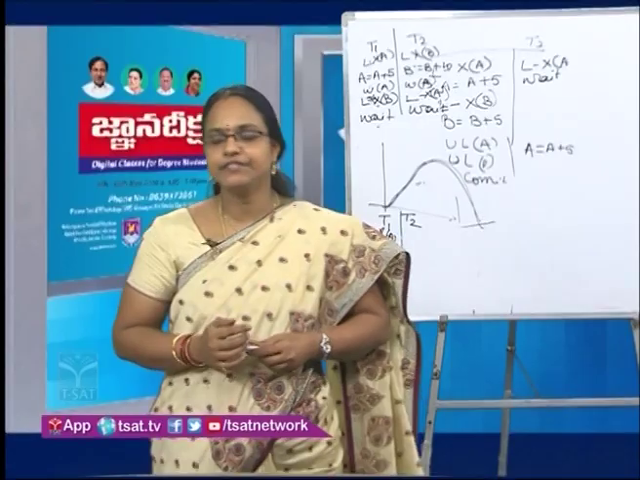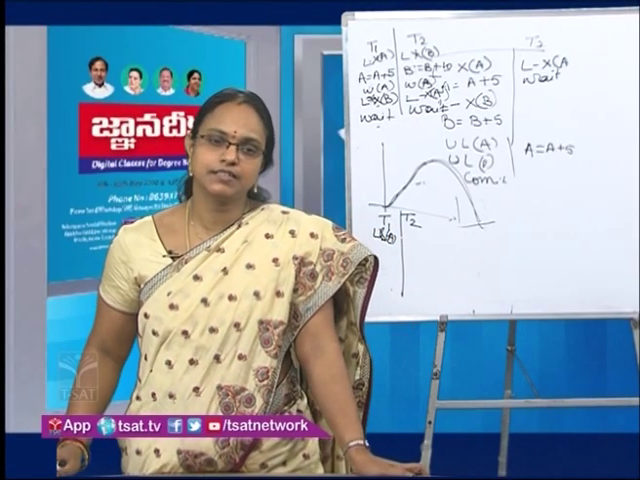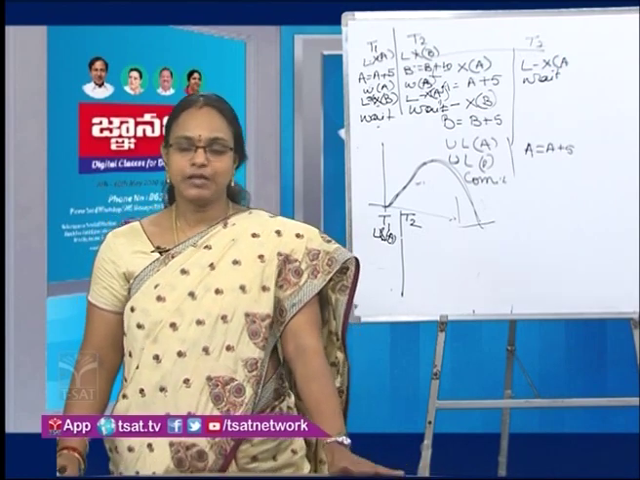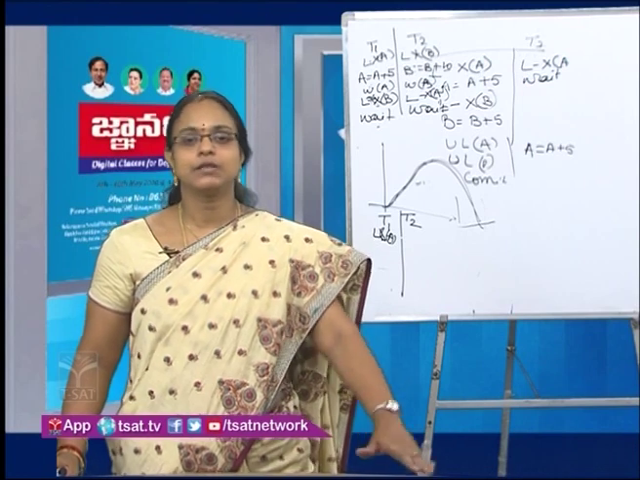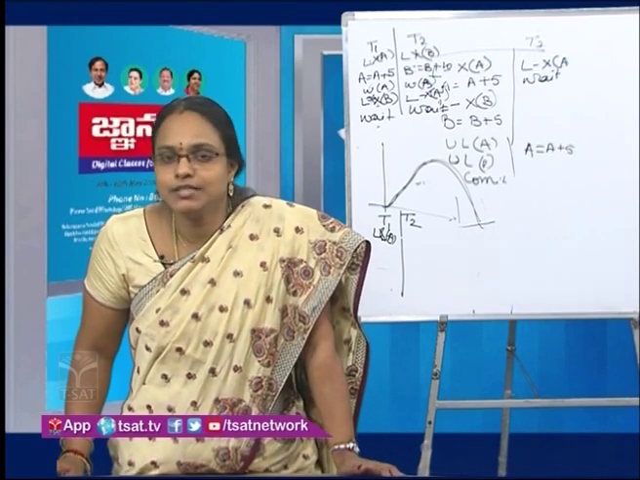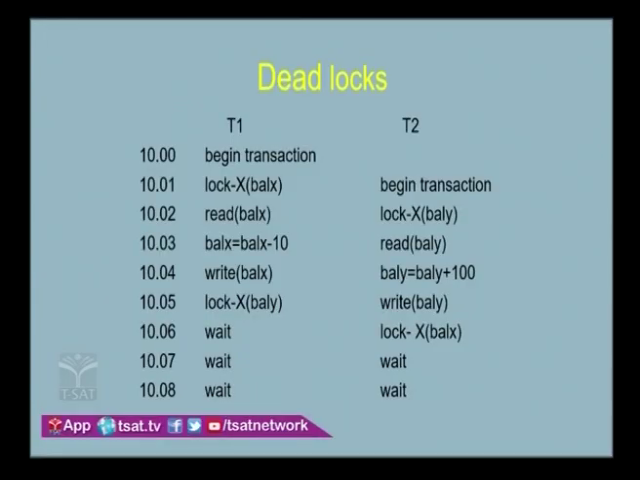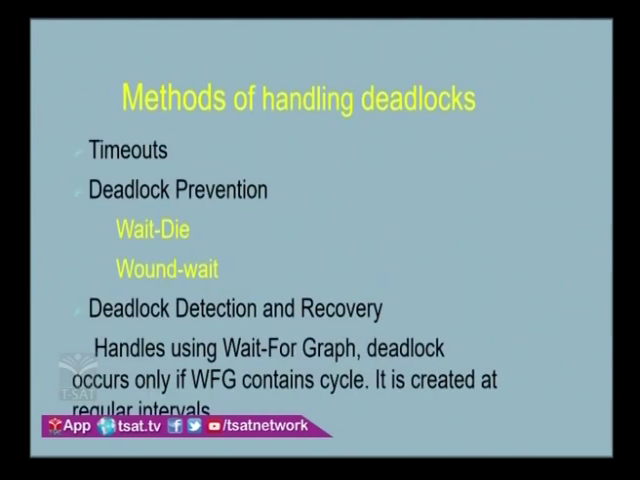This indefinite waiting of one transaction for the other transaction, we call it deadlock. So 2PL will solve the other problems, but it will raise another problem called deadlock. Indefinite waiting, we call it deadlock. So what to do with this deadlock? How do we control this deadlock?